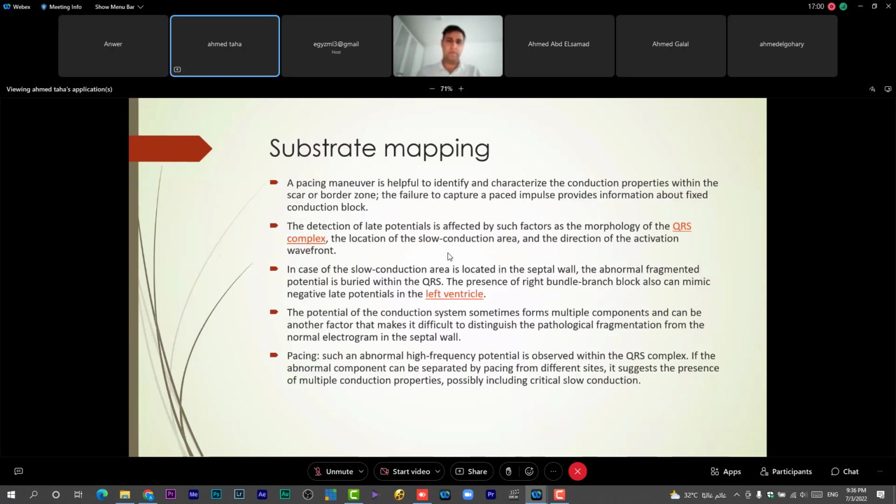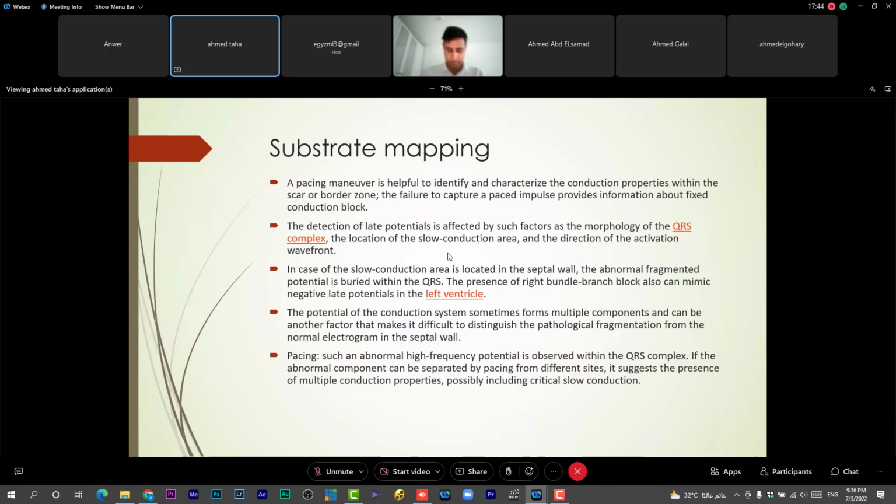Okay. During substrate mapping, when you have identified the points of late potentials or LAVA, you ask: is this actually what I have got, or something different? So you do what's called a pacing maneuver to identify and characterize the conduction properties within the scar or border zone. For example, you have done substrate mapping and voltage mapping and found the area of the scar and the area of the border zone, and you need to identify whether this is actually border zone or scar zone. So you try to pace.